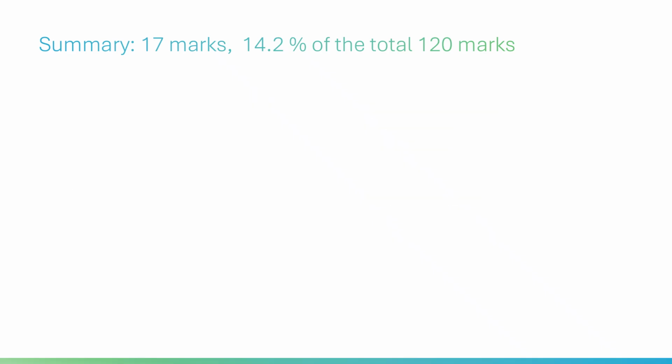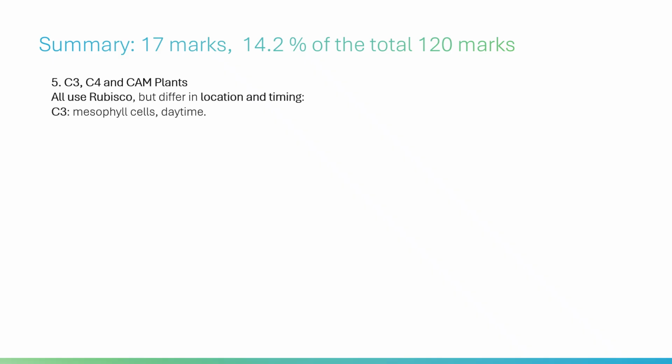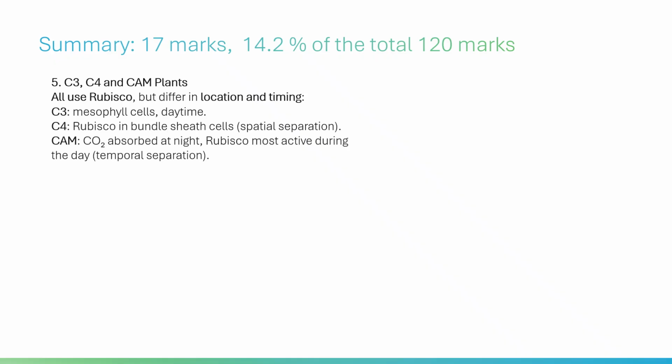C3, C4 and CAM plants. All use Rubisco, but differ in location and timing. C3, mesophyll cells, daytime. C4, Rubisco in bundle sheath cells, spatial separation. CAM, CO2 absorbed at night, Rubisco most active during the day, temporal separation. Emphasizes strategies to reduce photorespiration.